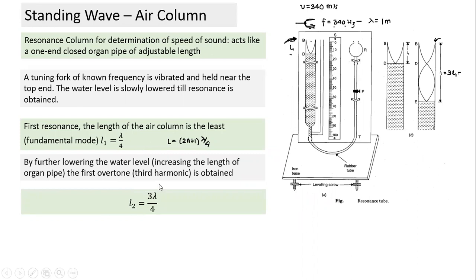And L2 will be equal to 3 lambda by 4. Of course, L2 minus L1, the distance between the two, will always be equal to lambda by 2. So in fact, we don't even need the second reading. The moment we get L1, we get the value of lambda. We multiply lambda by the frequency of the tuning fork, we get the speed of sound, even if it is not known. So using this experiment at any place, at any particular condition, we can find the speed of sound.